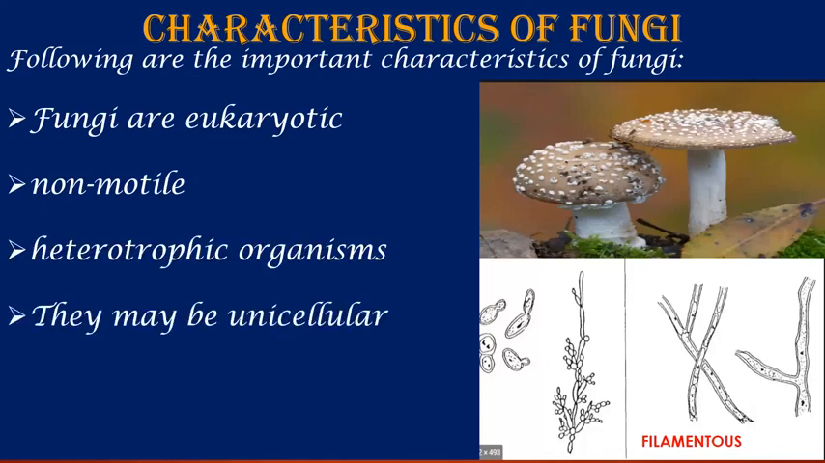Fungi are eukaryotic. That means they are made up of cells which have a membrane-bound nucleus. Fungus are non-motile. That is, they are not capable of movement. They are heterotrophic organisms. That is, they cannot prepare their own food and depend on other organisms for their food. They may be unicellular, that is, single cell, or they can be filamentous, that is, they are multicellular, made up of single thread-like structures called hyphae.